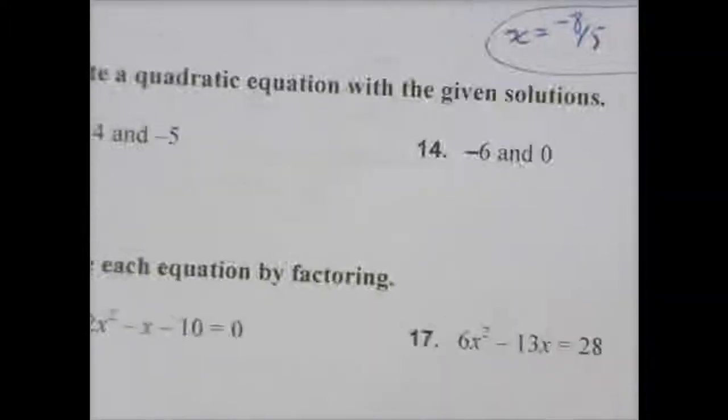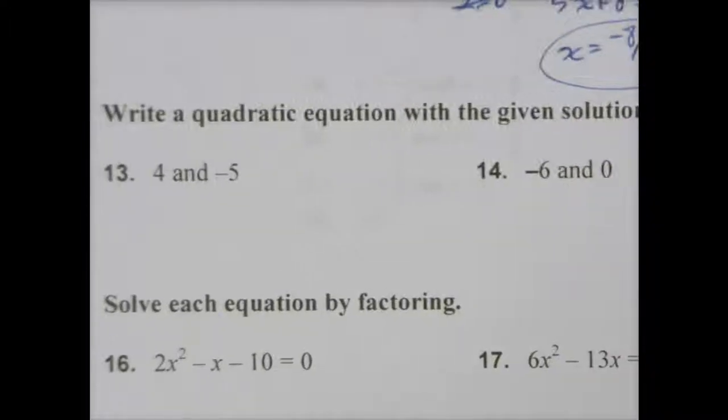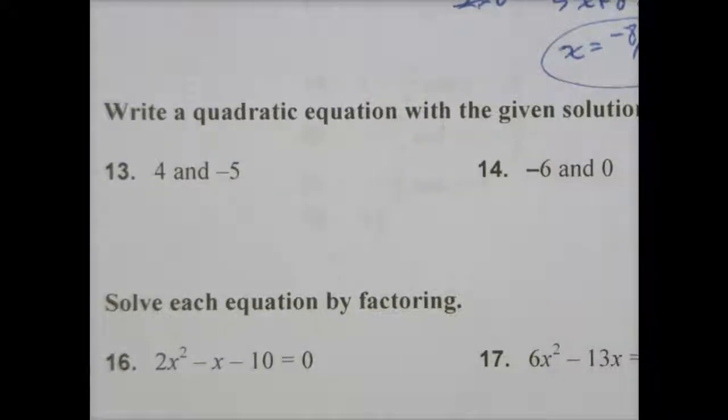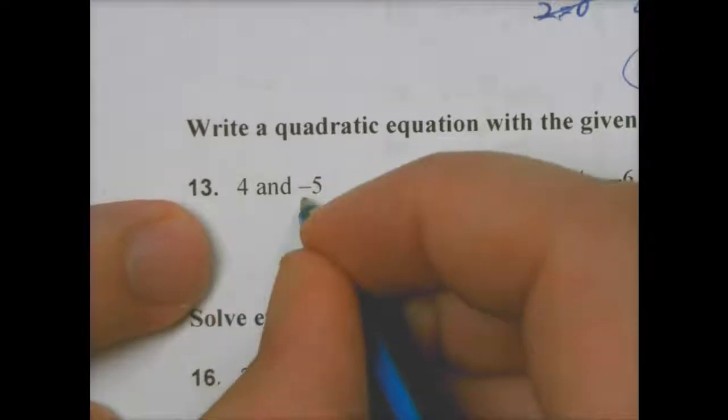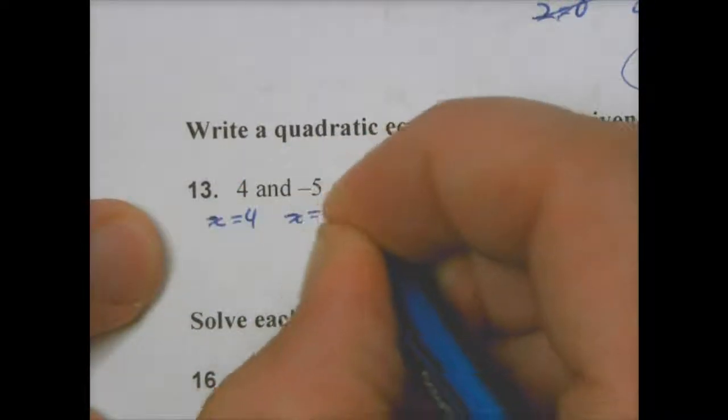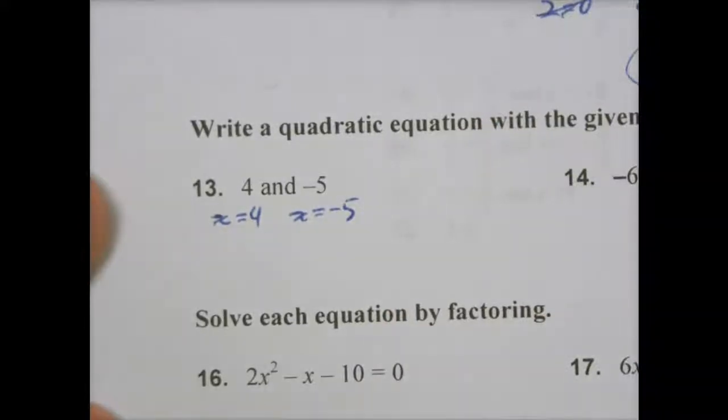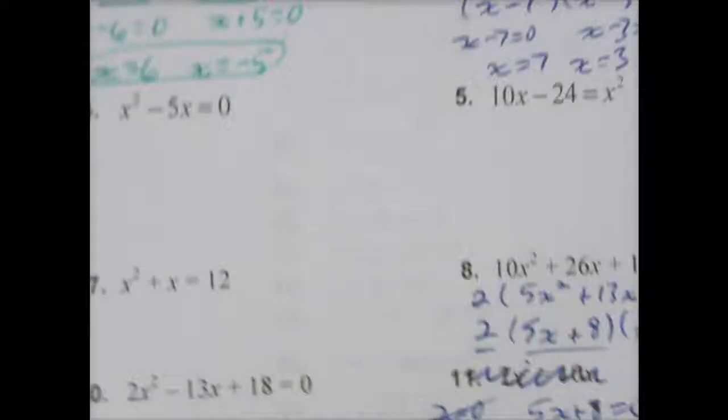So now, the next set of directions says write a quadratic equation with the given solutions. So I am given the solutions 4 and negative 5. If I'm wanting to write a quadratic equation, these were all quadratics that we were doing.